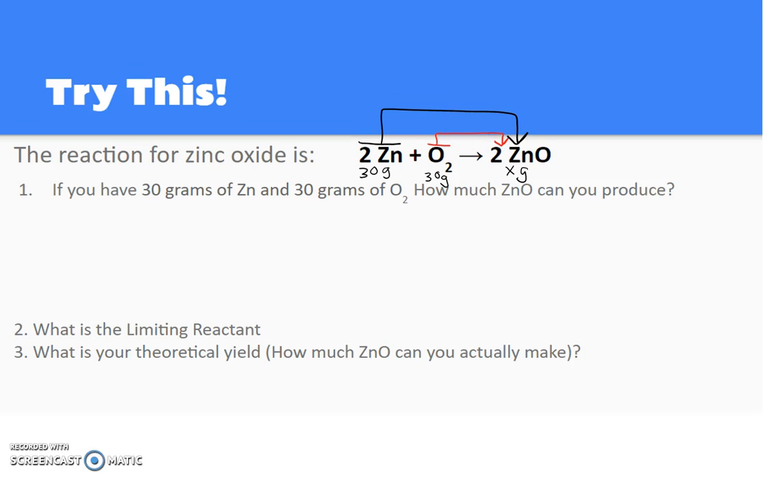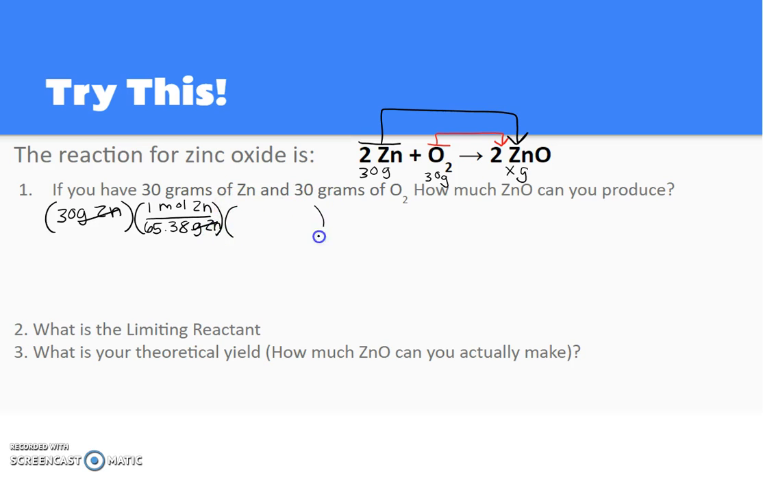So let's start with our zinc turning into zinc oxide. Let's start with what we know. 30 grams of zinc. We know that we can go from grams into moles. So for every 1 mole of zinc, we know that the molar mass of zinc is 65.38 grams. That crosses off grams of zinc with grams of zinc.